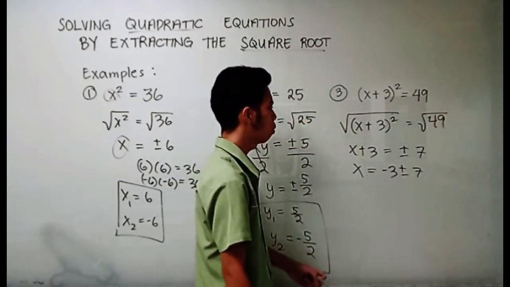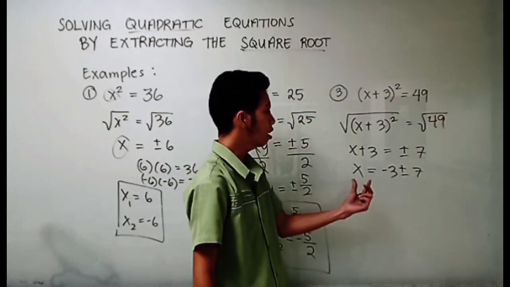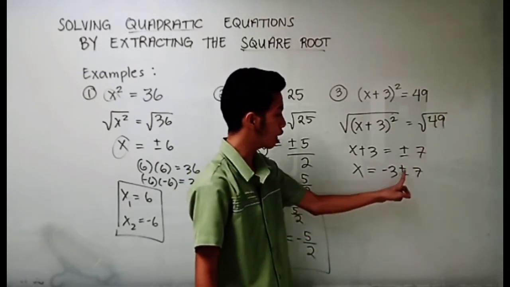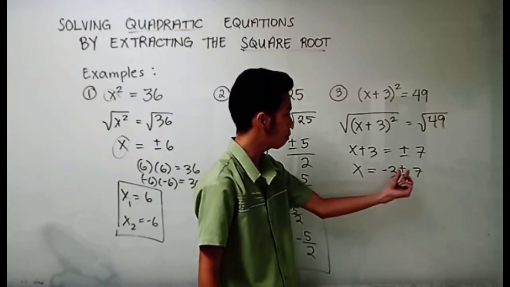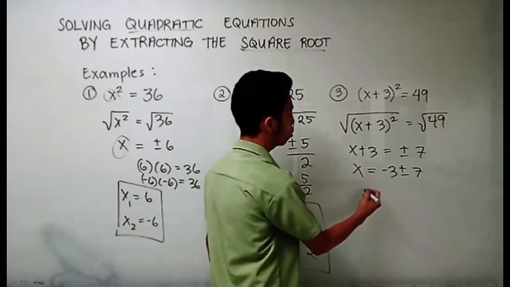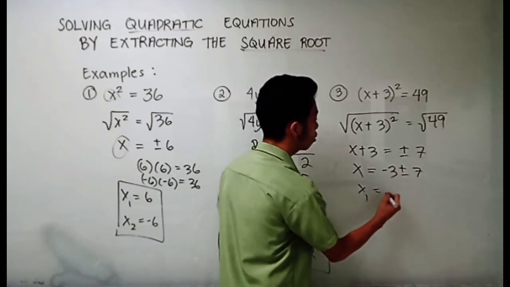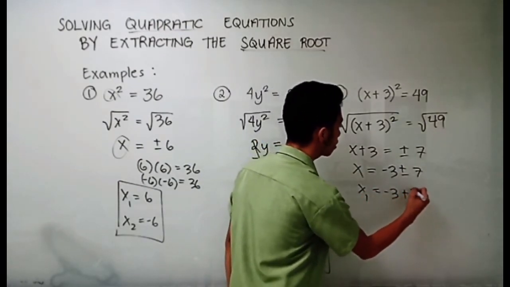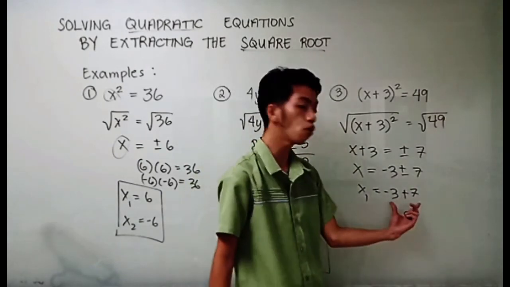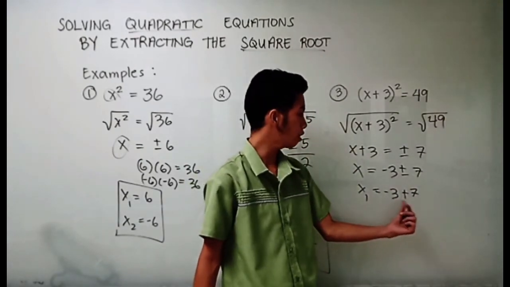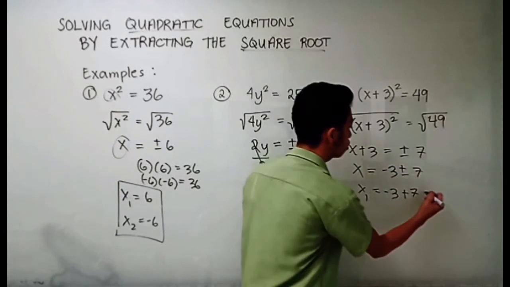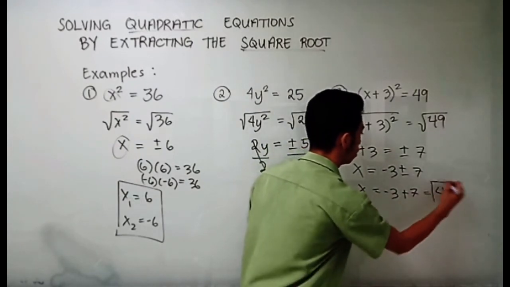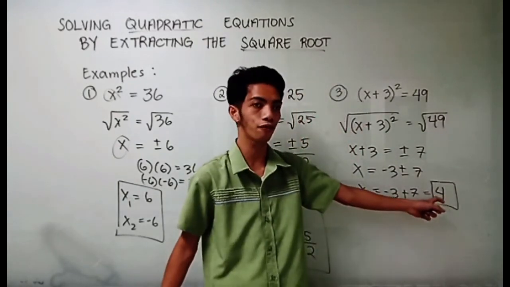Okay, now, in finding the values for x, we're going to separate the operation. We have plus and we have minus. So we have x sub 1 is equal to negative 3 plus 7. Okay, rule of integer. Negative 3 plus 7, that would be positive 4. So x sub 1 is positive 4.